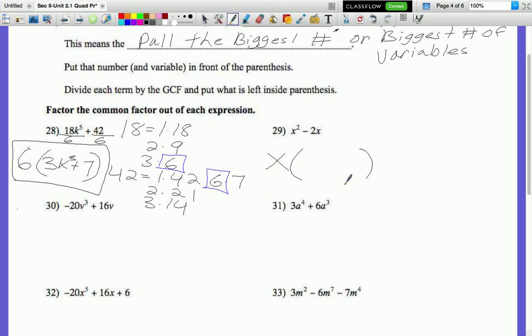So x goes out in front of the parentheses. What's left over goes inside the parentheses. How we decide what's left over is we divide everything by x.